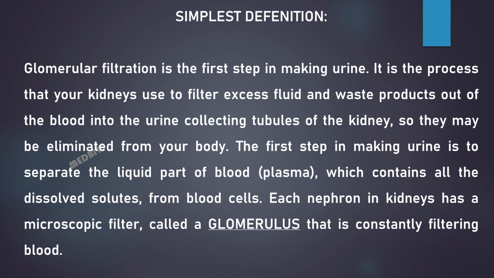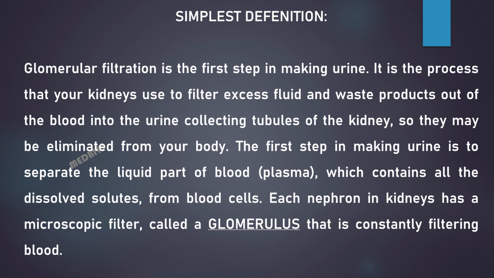Glomerular filtration is the first step in making urine. It is the process that your kidneys use to filter excess fluid and waste products out of the blood into the urine collecting tubule of the kidney, so they may be eliminated from your body.